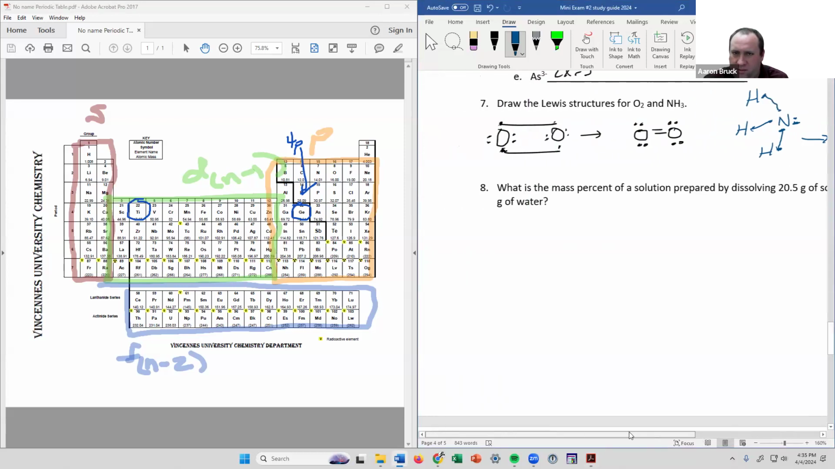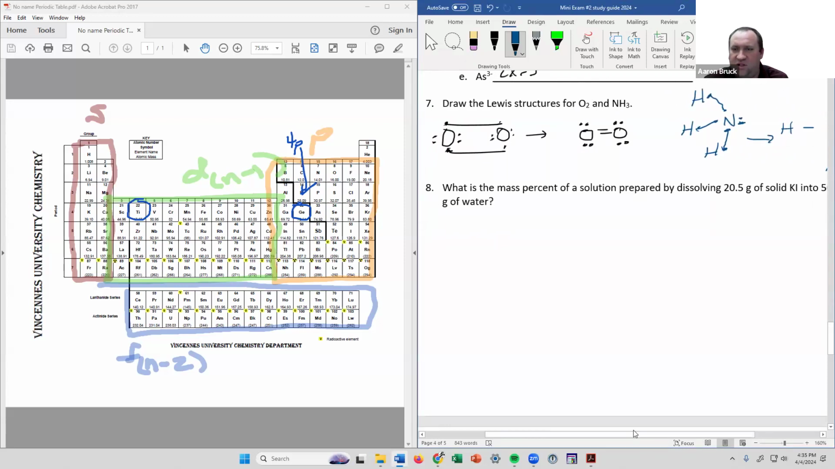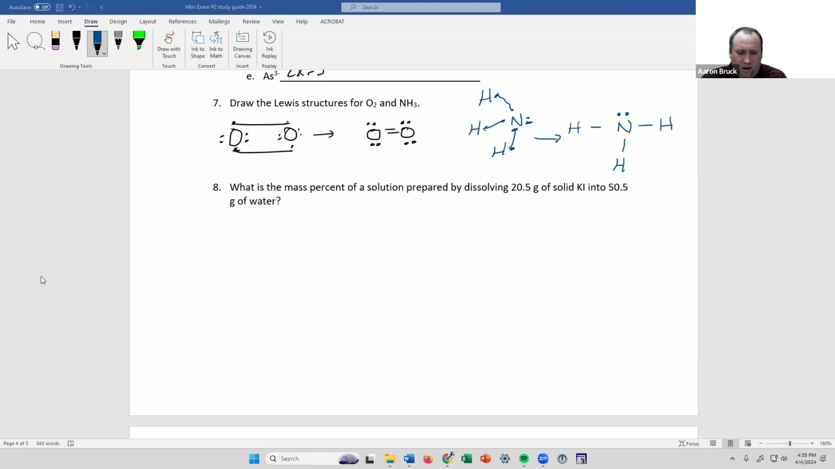Okay, home stretch time. We've got just the chapter 13 solution stuff left. So we can say goodbye to the periodic table here because we're not going to need it. Now we're just getting into calculations related to solutions. What is the mass percent of a solution prepared by dissolving 20.5 grams of solid potassium iodide into 50.5 grams of water?